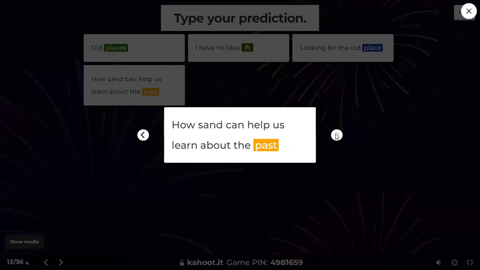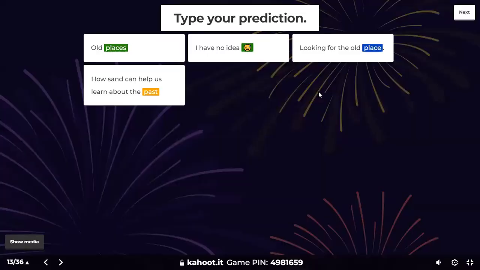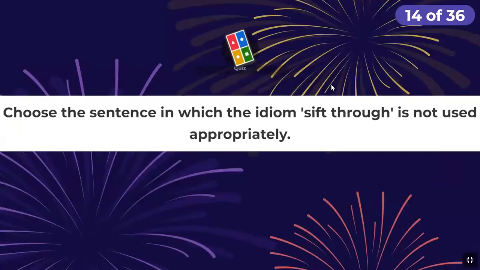I submitted, but it doesn't show. Yeah, because I think you ran out of time. So if the time is out, you cannot submit your answer. Anyways, maybe we'll learn about all the places. Yes, I have no idea who wrote this. Looking for the old place, and maybe how sand can help. Because I already know the text, that's why I produced this. If I didn't have any idea, maybe I would come up with worse answers.